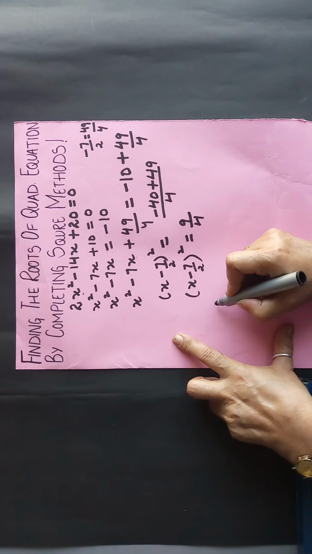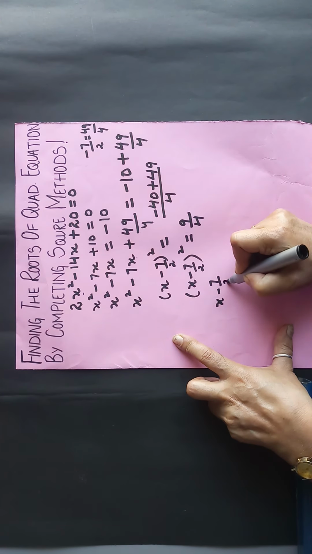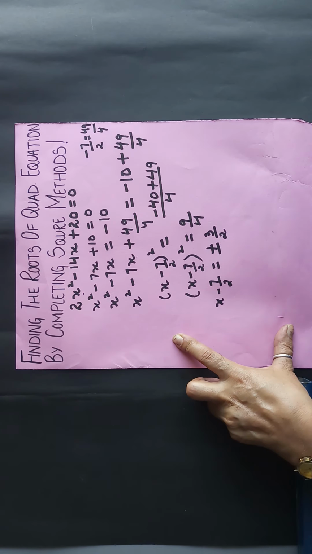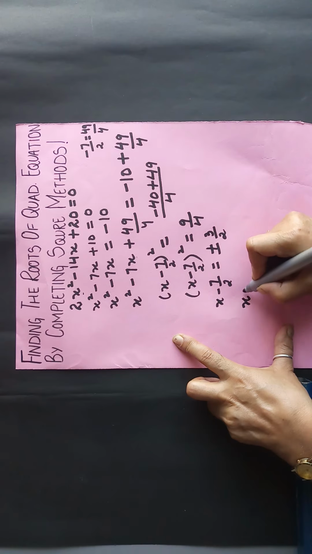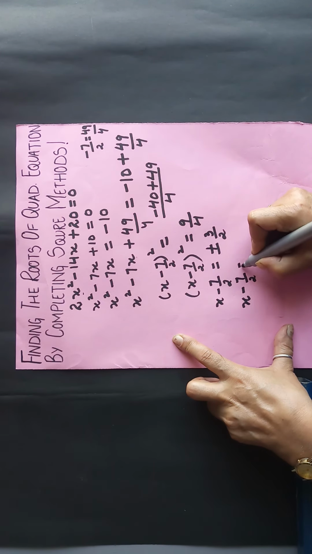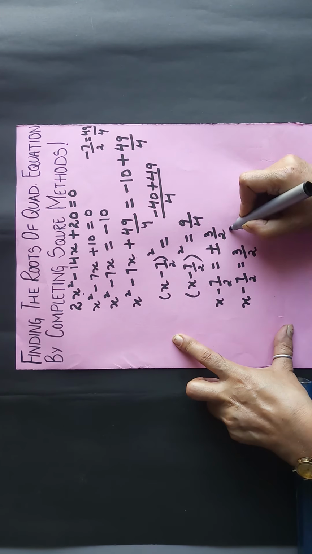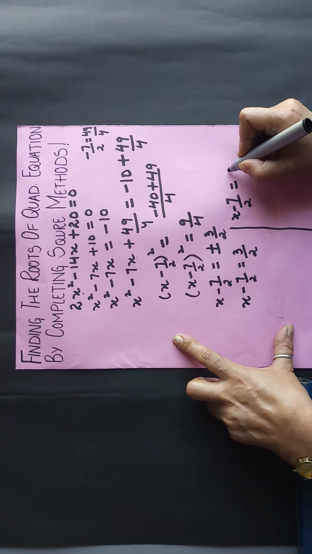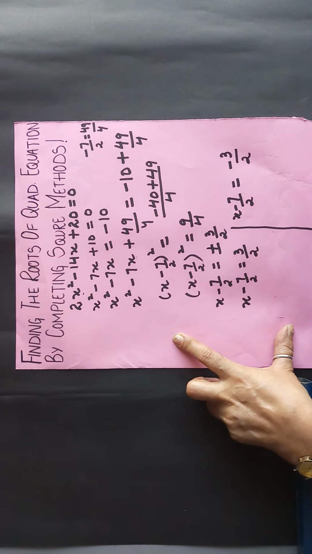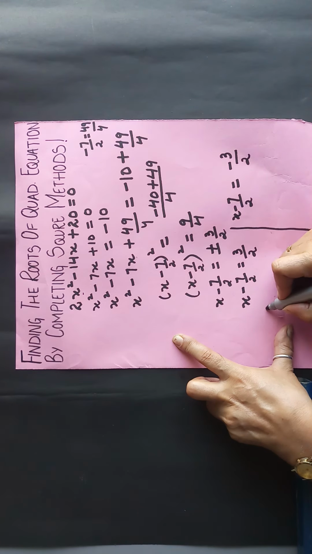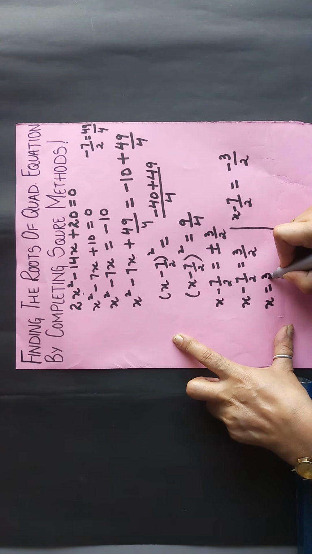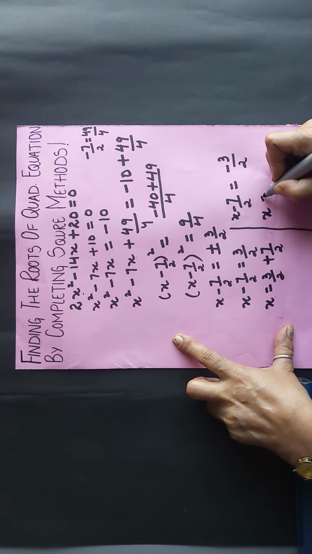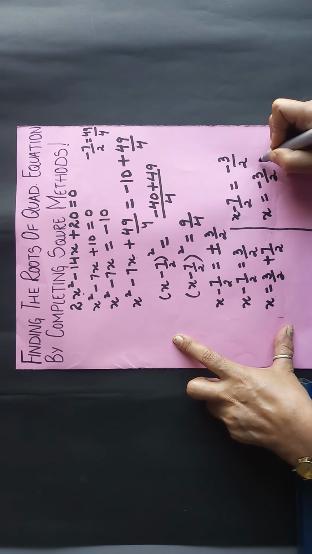This means that my x minus 7 by 2 is equal to plus minus 3 by 2. Fine. So x minus 7 by 2 is equal to plus 3 by 2 and x minus 7 by 2 is also equal to minus 3 by 2. So we are going to get two values for x. So here x is equal to 3 by 2 plus 7 by 2. Here x is equal to minus 3 by 2 plus 7 by 2.